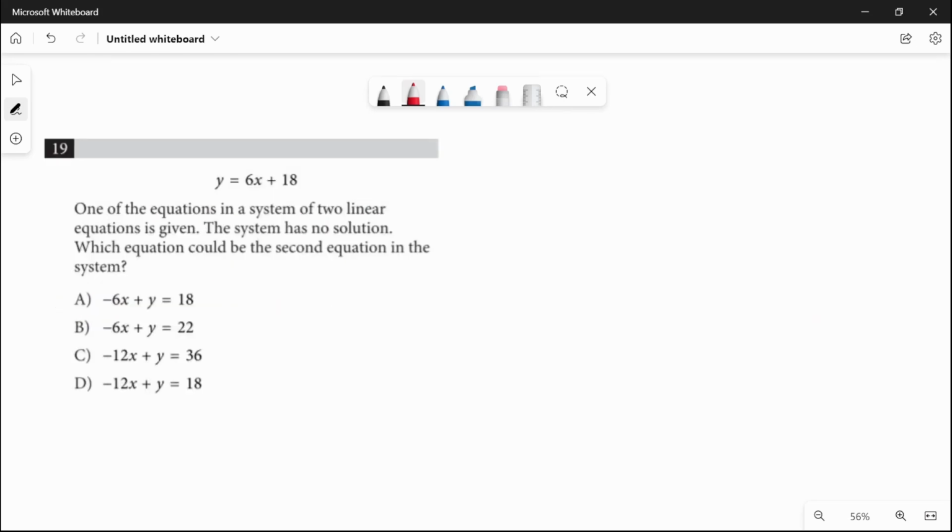Question number 19. One of the equations in the system of two linear equations is given. The system has no solution. Which equation could be the second equation in the system? So when a system of equations does not have a solution, that means that the two lines are parallel to each other. So let's say that's the xy plane, and that's the first equation here, which is this one. The second equation should be parallel to this equation. That means it could be a line here or there.